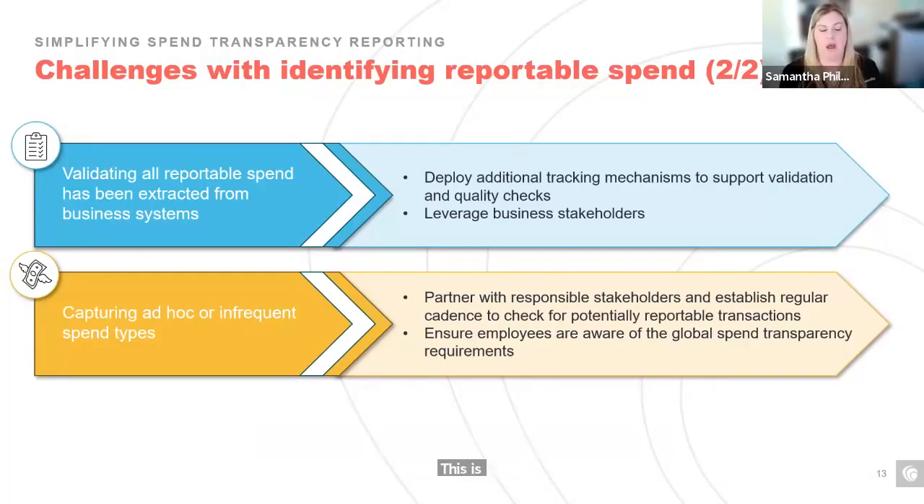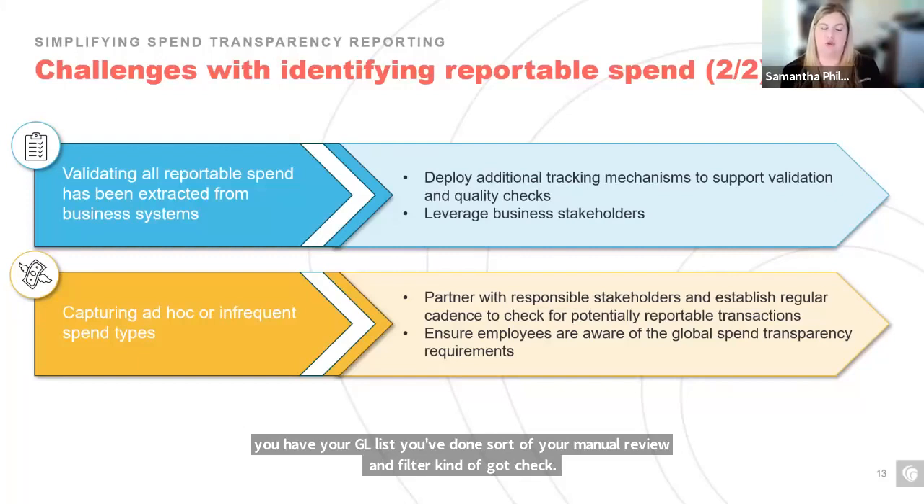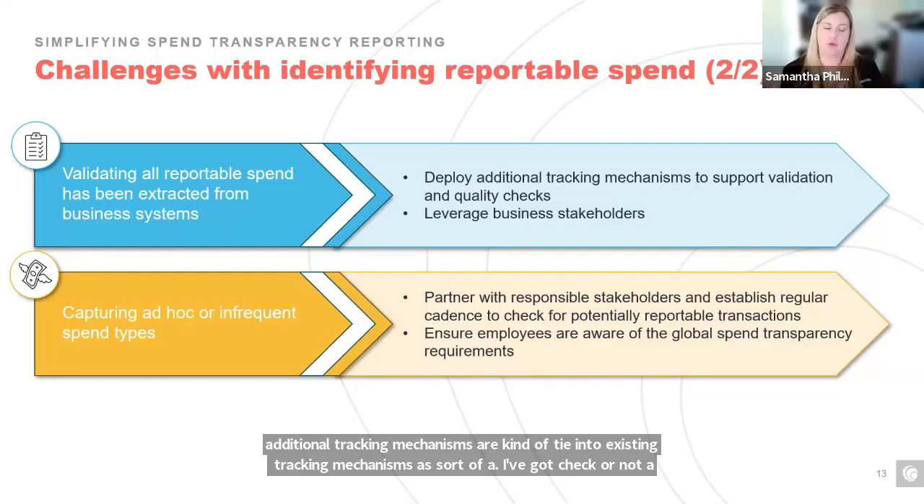You have your vendor list, you have your GL list, you've done your manual review and filter and gut check. And then the third piece is, where can you implement additional tracking mechanisms or tie into existing tracking mechanisms as a final cross check, if you will. A good example is, let's say, sponsorships or donations, right?